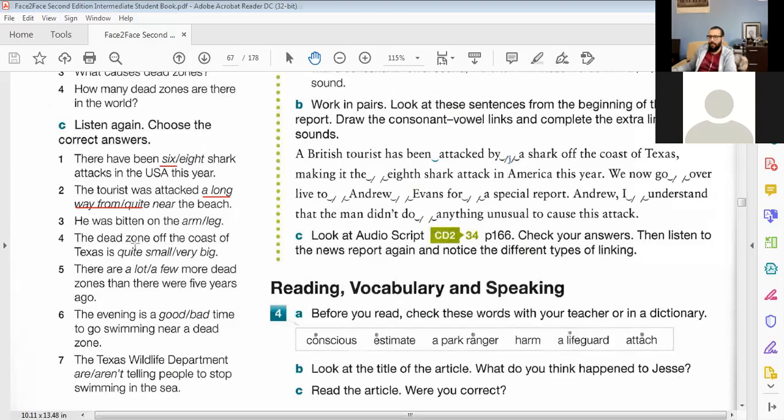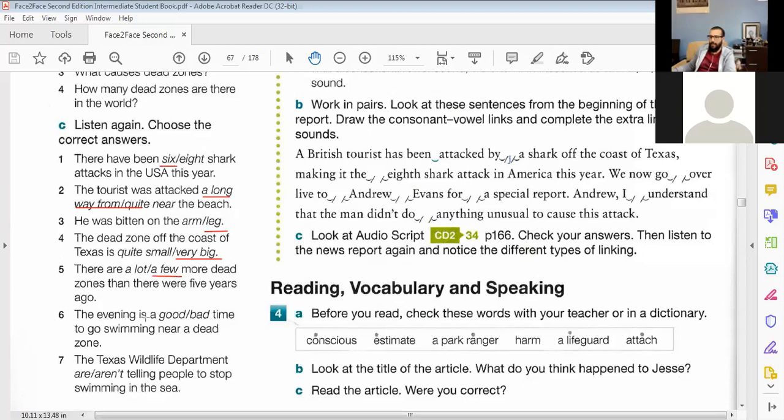I don't remember because I'm not a good listener. Yeah, that's okay because we're gonna listen again anyway, so we can check these. But choose the one that you feel. Okay, maybe his legs. Okay. Then number 4, it says the dead zone off the coast of Texas is quite small or very big. Very big, I think. Okay. And number 5, it says there are a lot more dead zones than there were 5 years ago, or there are a few more dead zones than there were 5 years ago. A few more. Okay.